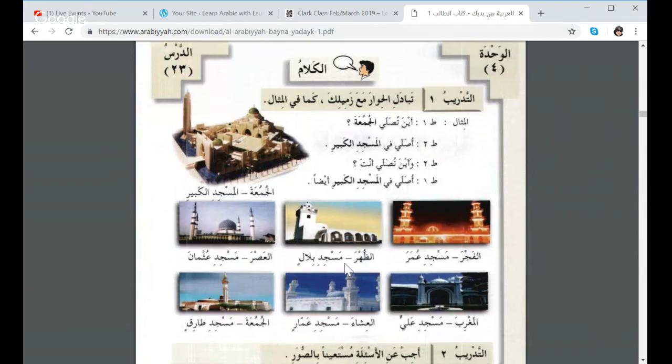But this would have an aleph, right? Aleph lam. This one doesn't have an aleph lam. Look at the example. You'll notice el masjidi el kabiri. There you'll say usali fil masjidi el kabiri. But here you have usali fi masjidi bilalin. So there's a definite fi without that ill sound, fil, because the fil comes from the aleph lam.